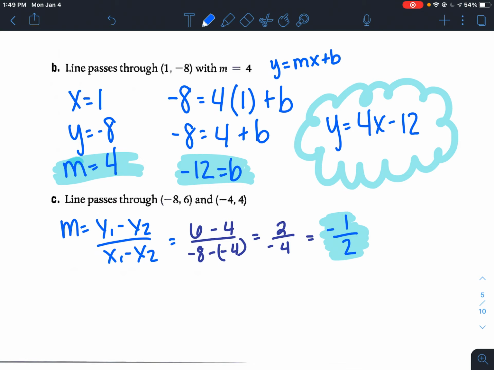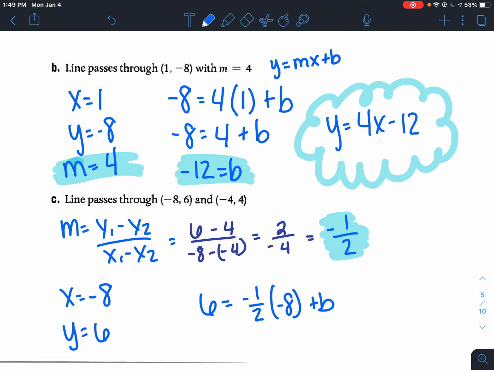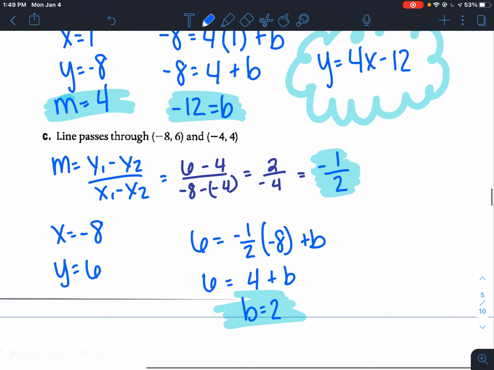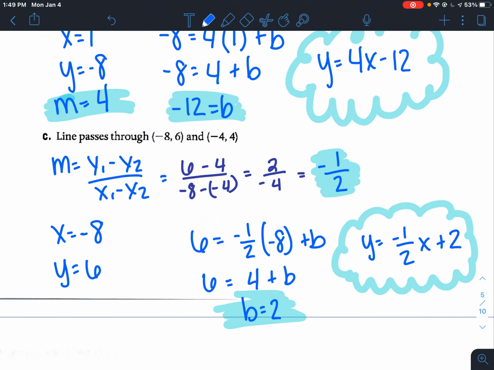We're given 2 points. So you can pick whichever point you want to use, either the -8, 6 or the -4, 4. It's totally up to you. I just picked -8, 6 because it was the first one listed. So I'll plug in my x value, I'll plug in my y value, I'll plug in my slope, and I'm going to solve for b. Okay, so b is going to be 2. I'm also highlighting b because it's important. I need my slope, I need my y-intercept, and now I'm going to take those 2 values that I found and plug them into y equals mx plus b.